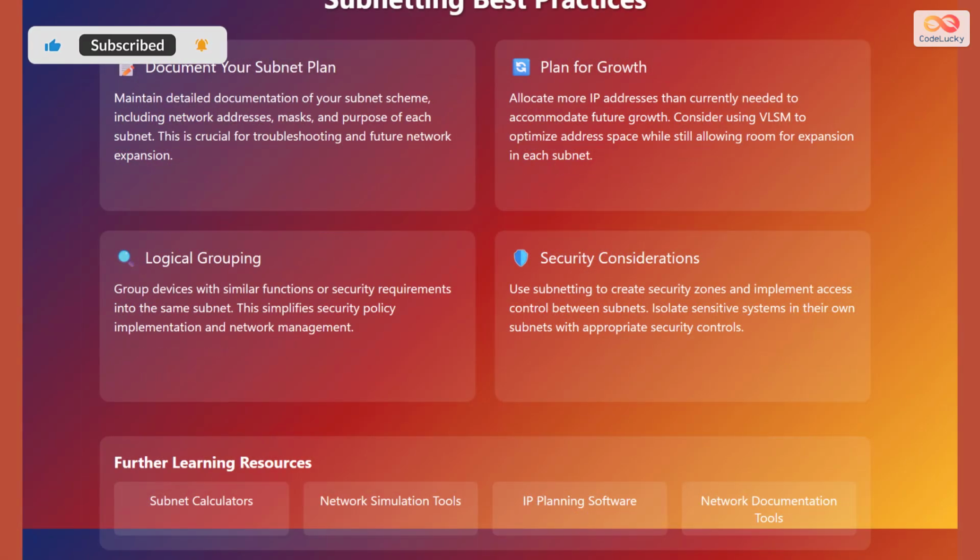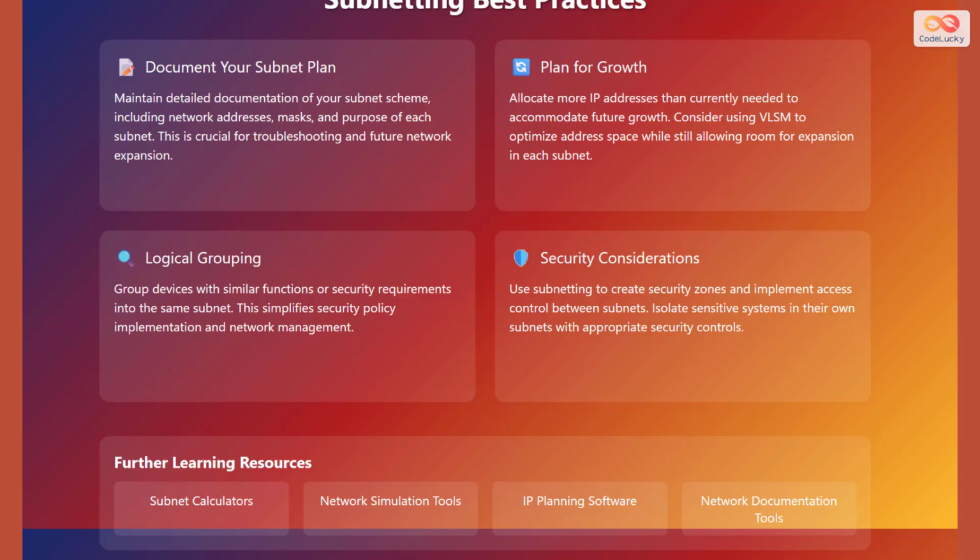Let's explore some best practices for subnetting. First, document your subnet plan. You should maintain detailed documentation of your subnet scheme, including network addresses, masks, and the purpose of each subnet. This is crucial for troubleshooting and for future network expansion. Second, plan for growth. Allocate more IP addresses than currently needed to accommodate future growth. You should consider using VLSM to optimize address space while still allowing room for expansion in each subnet.